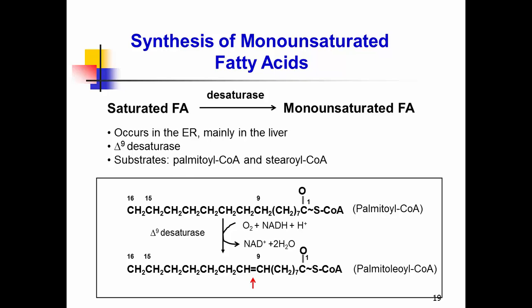So for palmitoyl-CoA, the saturated fatty acid, delta 9 desaturase catalyzes formation of a double bond at the 9 position, forming palmitoleoyl-CoA. So this is the unsaturated fatty acid. A monounsaturated fatty acid only has one double bond at the 9 position. And again, delta 9 desaturase is present in the body and is a very common enzyme.